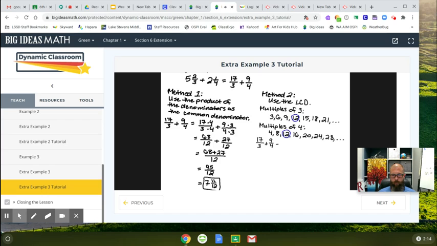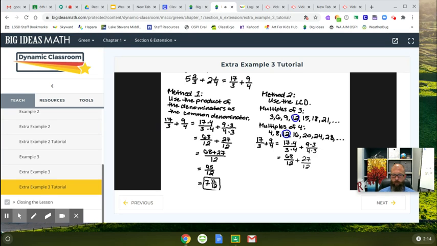To write 17/3 with a denominator of 12, multiply the numerator and denominator by 4. And to write 9/4 with a denominator of 12, multiply the numerator and denominator by 3. 17 times 4 is 68, and 3 times 4 is 12. 9 times 3 is 27, and 4 times 3 is 12. This is the same, but a different way to get to it.